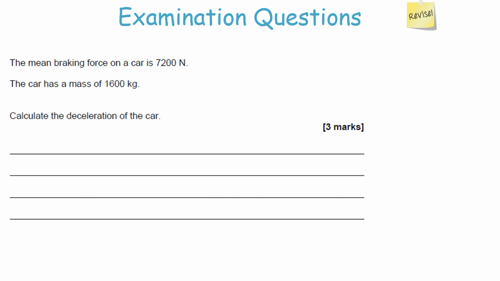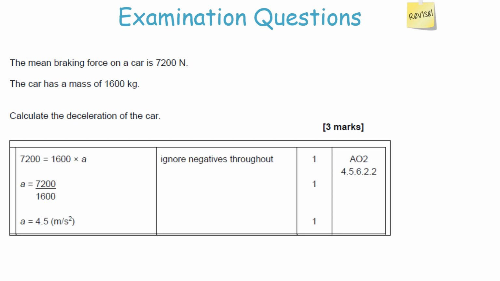Right, so once again, it's very important to write out the equation from the equation book given to you in your exam. You would have seen that force is equal to mass times acceleration. Once again, we select the values from our question and put them into our equation. So we say 7,200 is equal to 1,600 times a. We then rearrange the equation and make a the subject. We then work our answer out to be 4.5 meters per second squared.